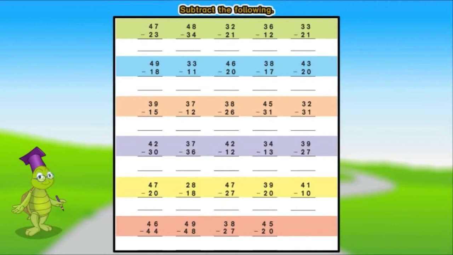Subtract the following. 47 minus 23, 24. 48 minus 34, 14. 32 minus 21, 11. 36 minus 12, 24. 33 minus 21, 12. 49 minus 18, 31. 33 minus 11, 22. 46 minus 20, 26.